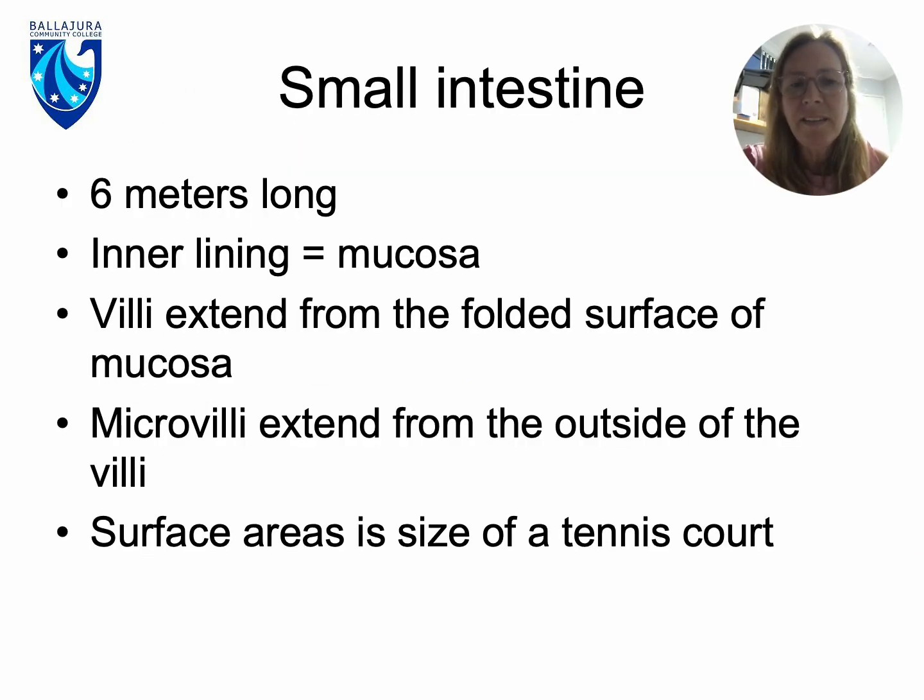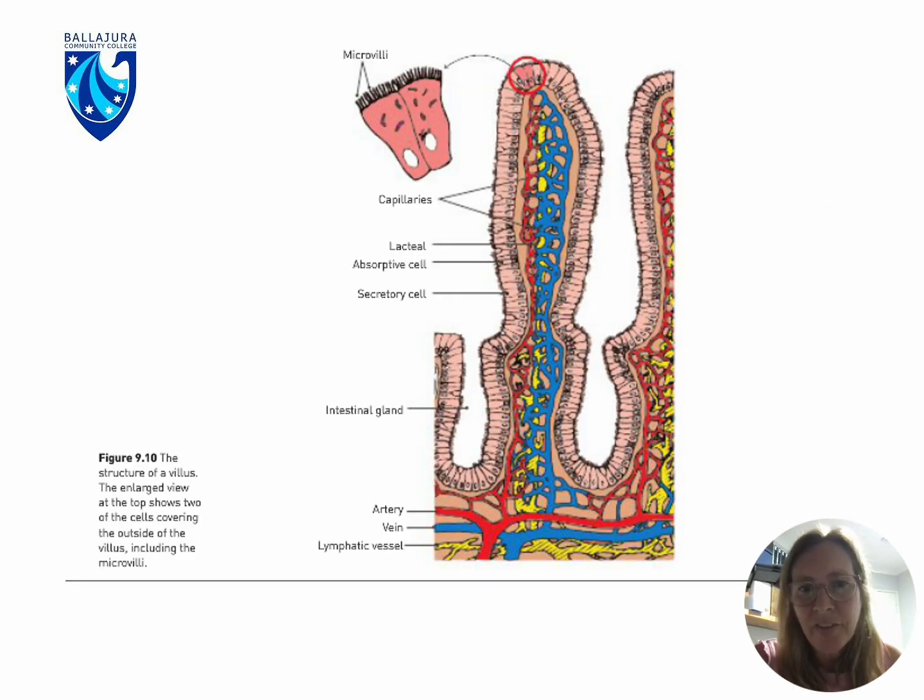The small intestines is also incredibly long, 6 meters, and the inner lining is a mucosa, so that means a mucus covered layer. Villi extend from the folded surface of the mucosa, and microvilli extend from the outside of the villi, so the surface area for absorption for each person is about the size of a tennis court. Here's another diagram of one of the microvilli on a villi.